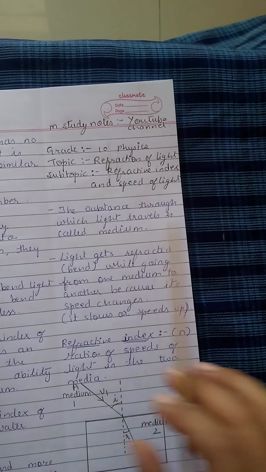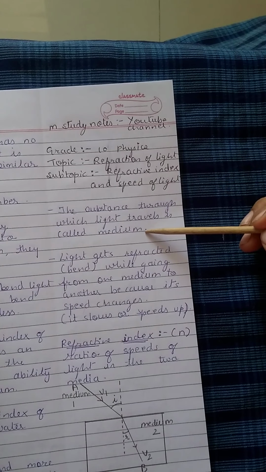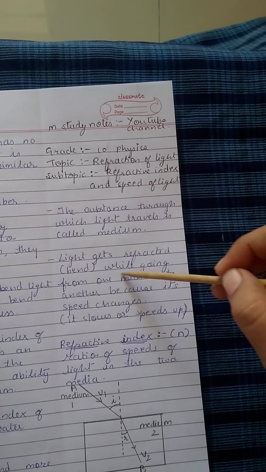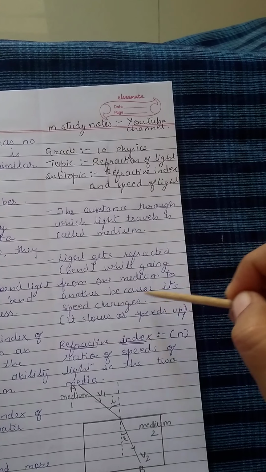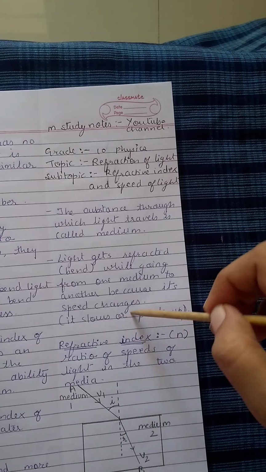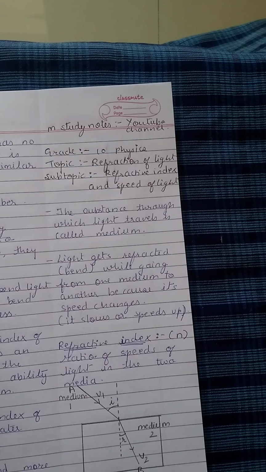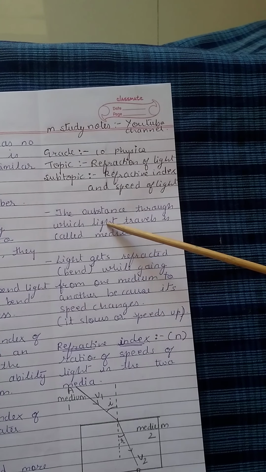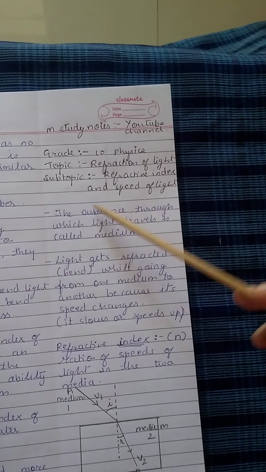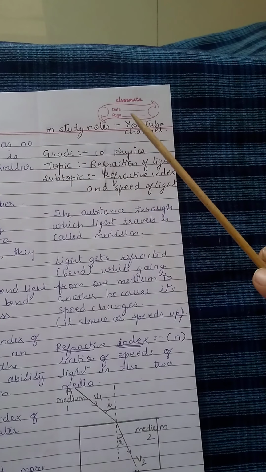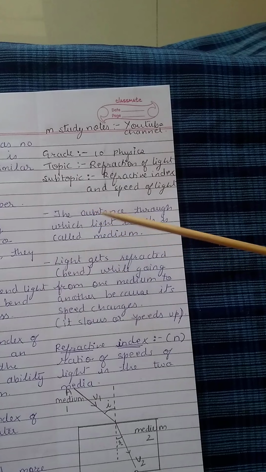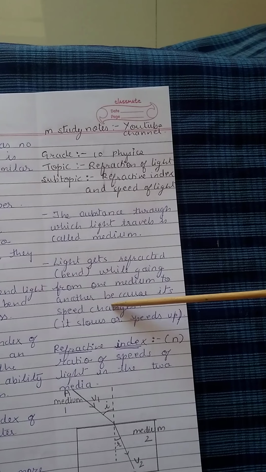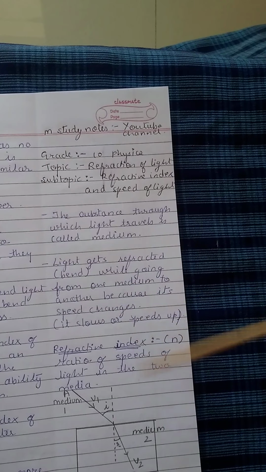In physics, the solid, liquid and gas through which the light travels is a medium, and the light gets bent while going from one medium to another because its speed changes. It slows down or it speeds up. When light enters from air into a glass slab, air is a free medium where particles are freely arranged. When it travels from air into glass, which is a solid with tightly packed particles, its speed will decrease. And when it travels from glass back to air, its speed will increase.